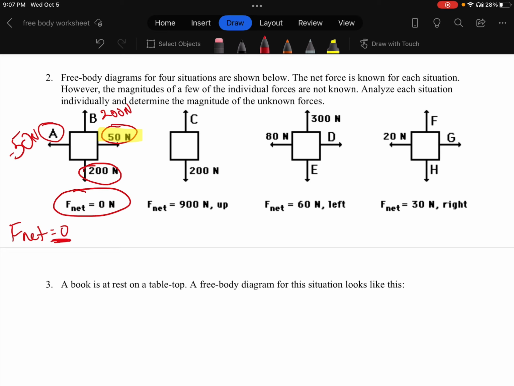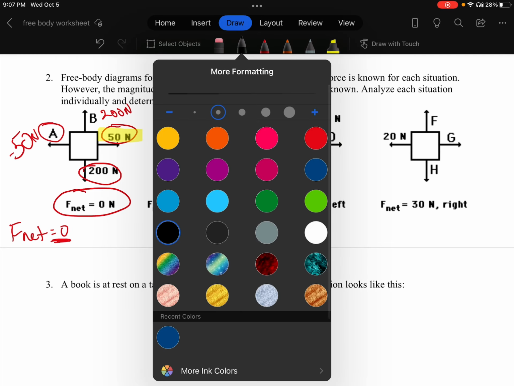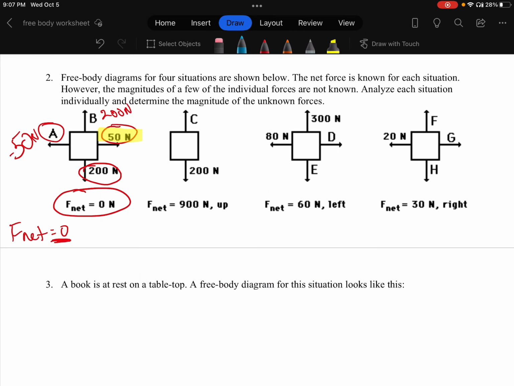If we look at this second example here, we have a net force of 900 newtons going up. We have downwards 200. So what could you put up here that when you add this plus this would give you 900?